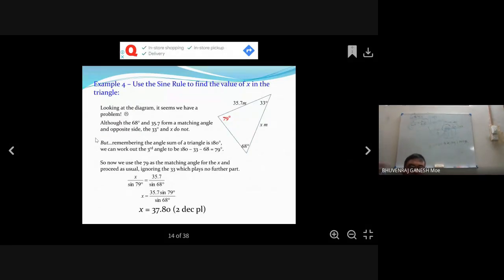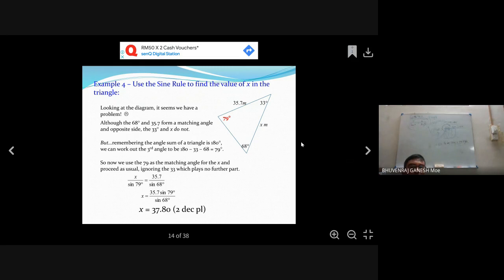This is the fourth example. I think everyone mastered this already. It's the same thing, but this time they asked to find x. You have to find this angle first, the extra step. Because you see here, x is here, and then we need this angle here. So we don't know what this angle is exactly. What you have to do is 180 minus 68 minus 33. Then only you can apply the sine rule, because this length is missing. If not, you can already find x.